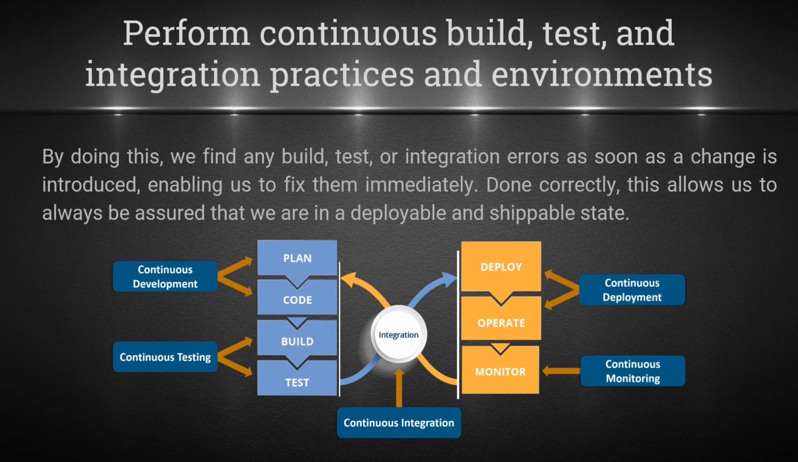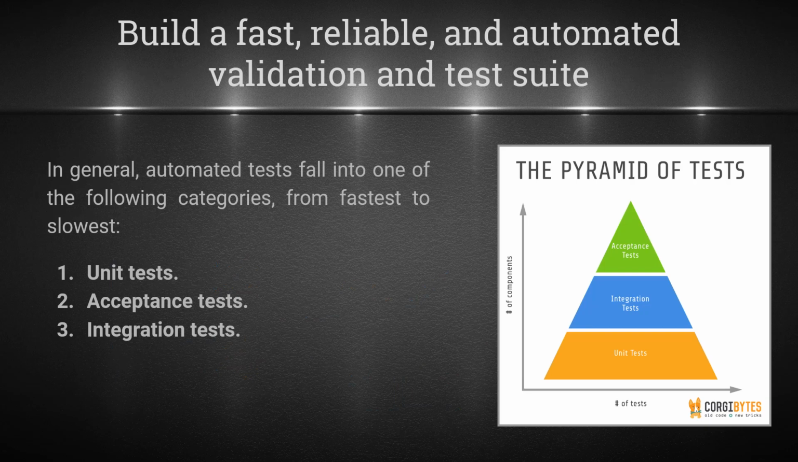And then we have this little example of how continuous integration works, with all these stages of the development process as well. Then moving to the next slide, slide number 4, we have the next principle, which is build a fast, reliable, and automated validation and test suite. The main purpose of this is having constant feedback to improve the process.